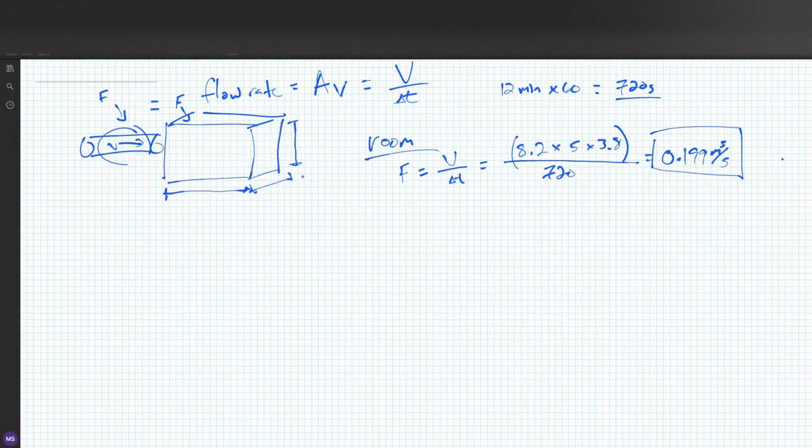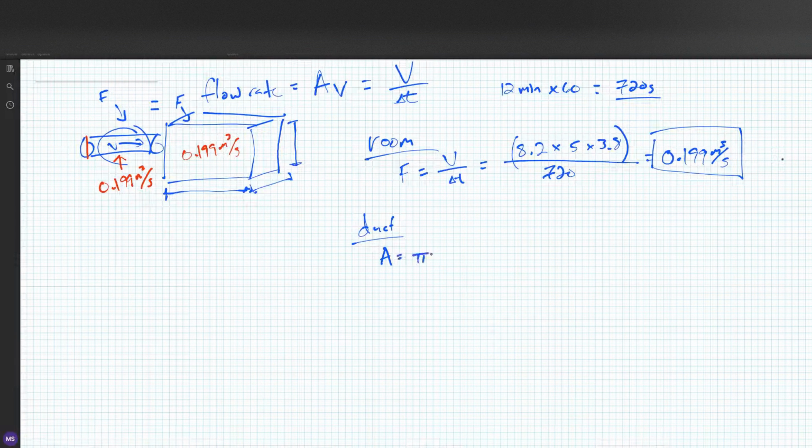That's the flow rate. So if this is 0.199 cubic meters per second, that means here the flow rate also has to be 0.199 cubic meters per second. Okay, so now let's do the duct. With the duct, I used volume over time for the first one, but now I'm going to use area times velocity because it gives me the radius of the duct, right? So I can use the radius to get the area.